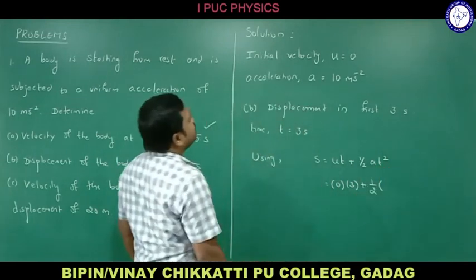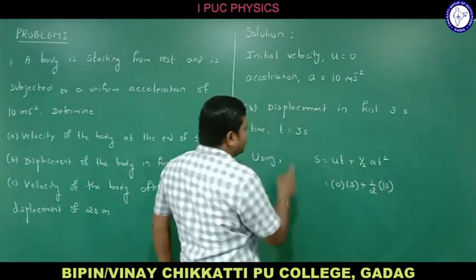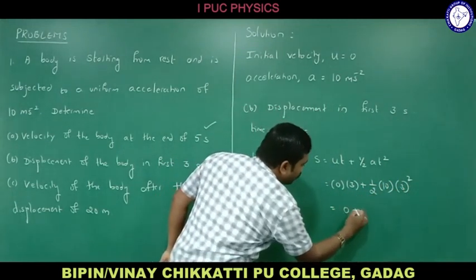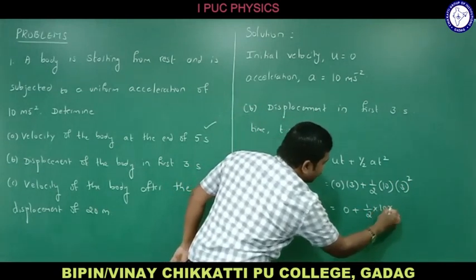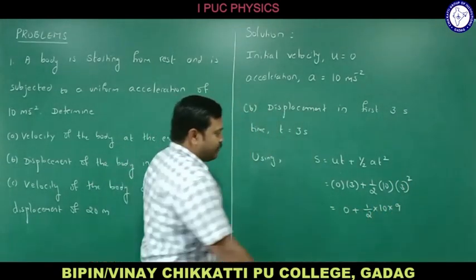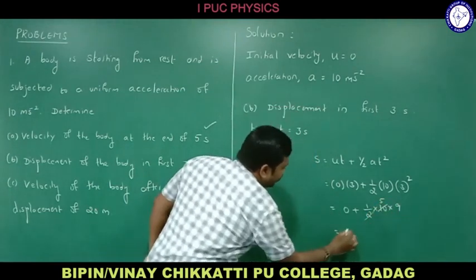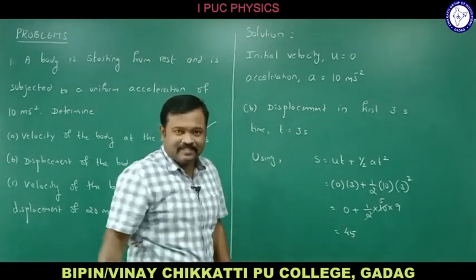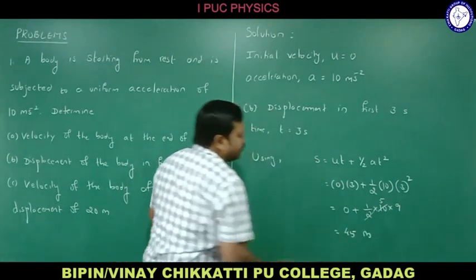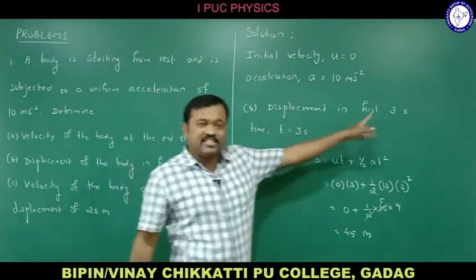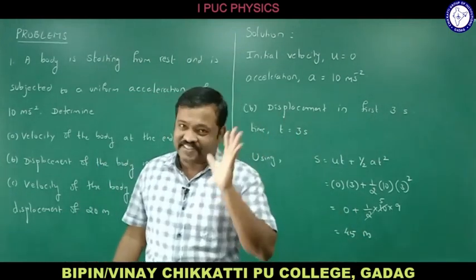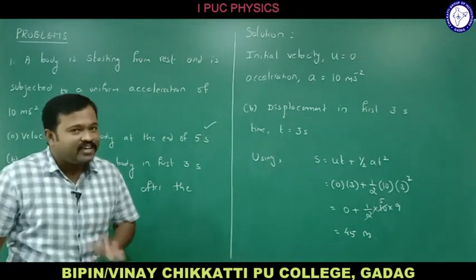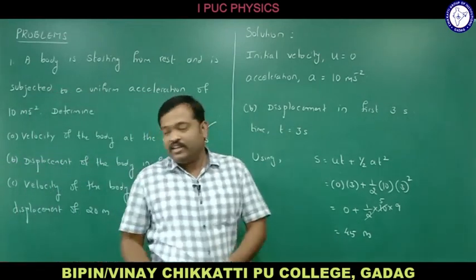What is A? Acceleration, that is 10. What is T? T is 3 seconds, so T square is 3 square. This will become 0 plus half into 10 into 9. So it cancels, 9 fives are 45. And just figure out what is the unit of displacement. Displacement is a distance, so its unit is meter. So how much did the body travel in the first 3 seconds? That is 45 meter. I used the kinematic equation S equal to UT plus half AT square. This is how we need to choose. So we have completed the second one.